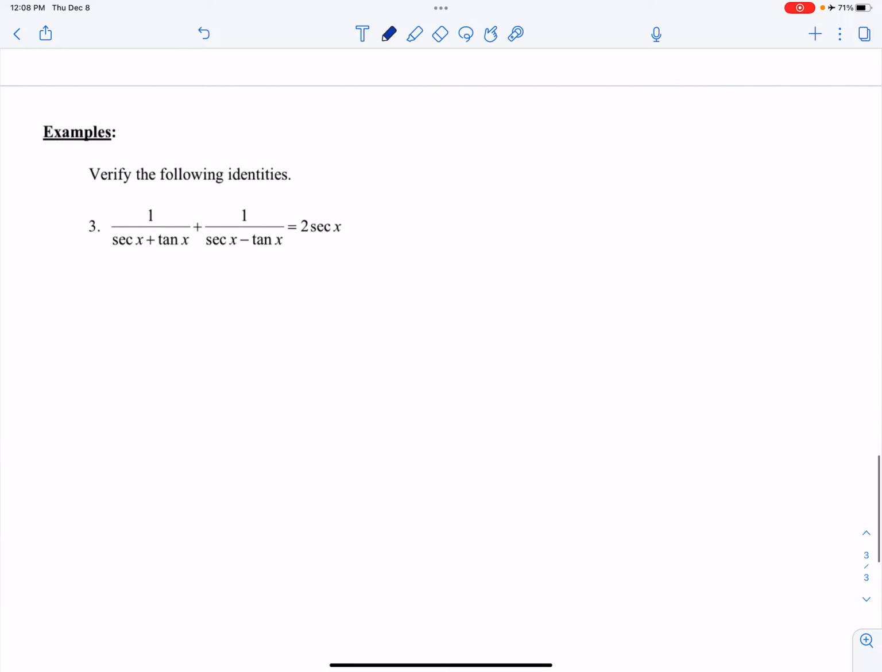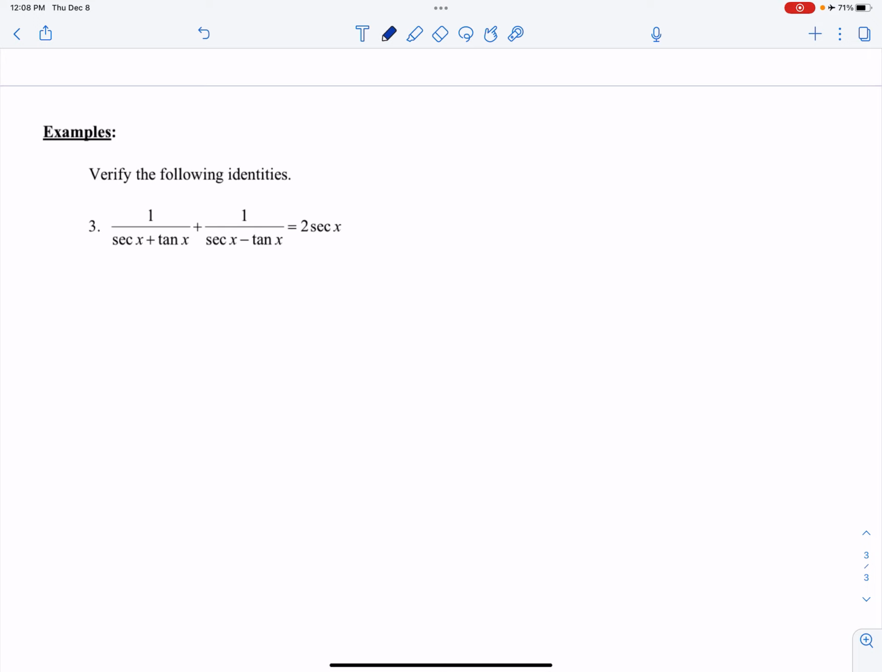Okay, example 3. Verify the following identities. So we're going to look at 2 identities. This identity is 1 over secant x plus tangent x plus 1 over secant x minus tangent x equals 2 secant x. This is an identity that's been given to us. Verifying it just means make sure that it actually does. So go through the steps and prove that if I add these two fractions, it's going to give me 2 secant x.